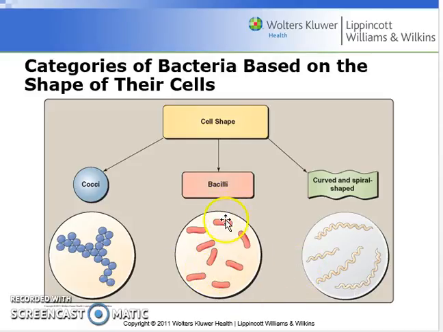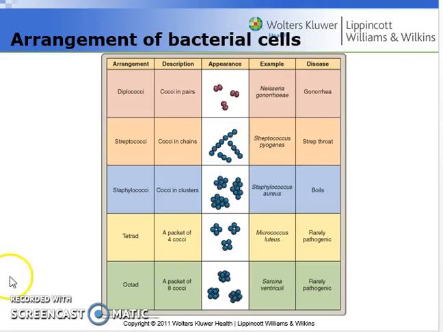Bacilli, you just have these rod-shaped. The arrangement here is all singular because you don't see any of the cells linking up together. But here in the coccus shape, you can see clusters of coccus all together, so we refer to this as Staphylococcus. So Staphylococcus aureus, which causes MRSA, and patients would look like this if you were looking at it under the microscope.